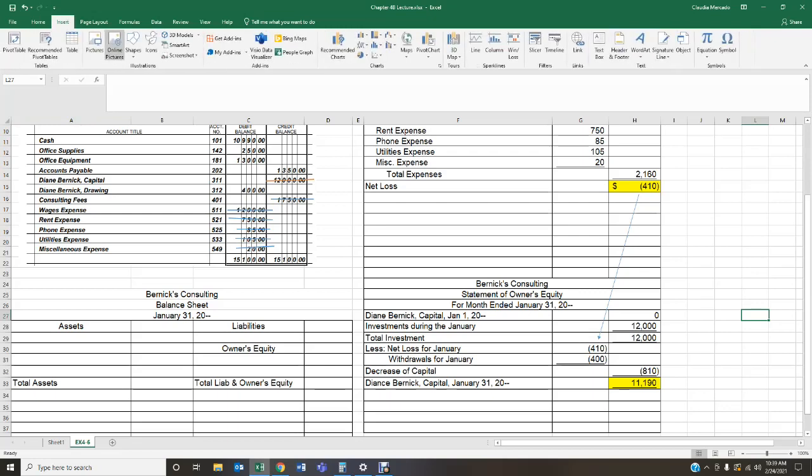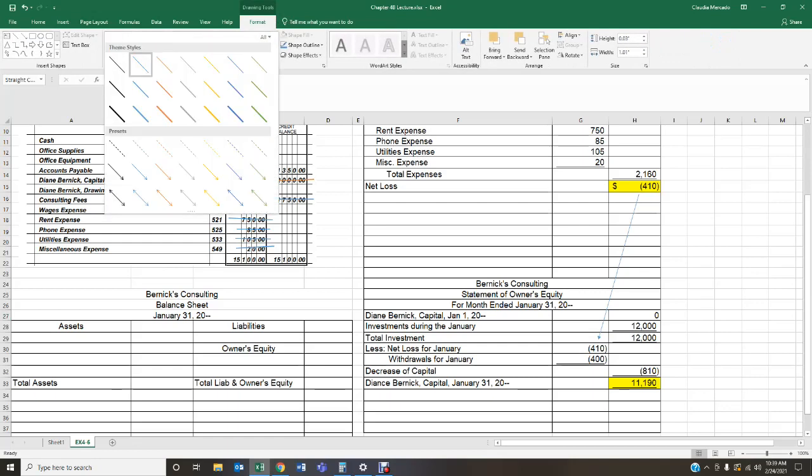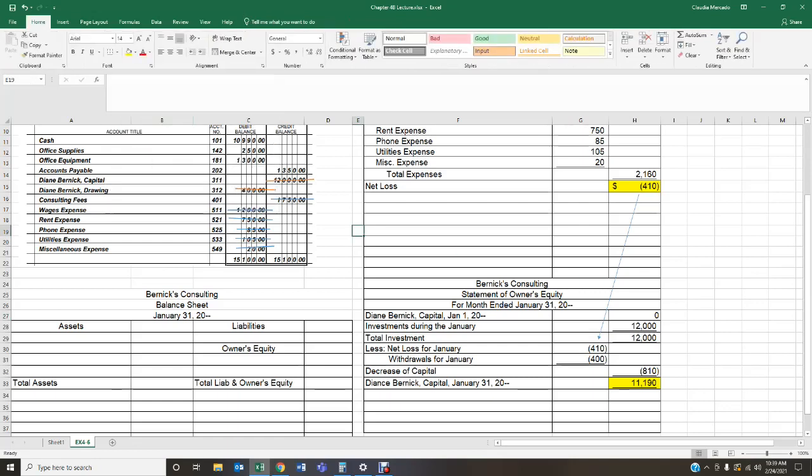And let me mark that withdrawal that we've used. I had a withdrawal of $400. That way we know that we've used it. Okay. Now we are ready. We're ready to complete our balance sheet.